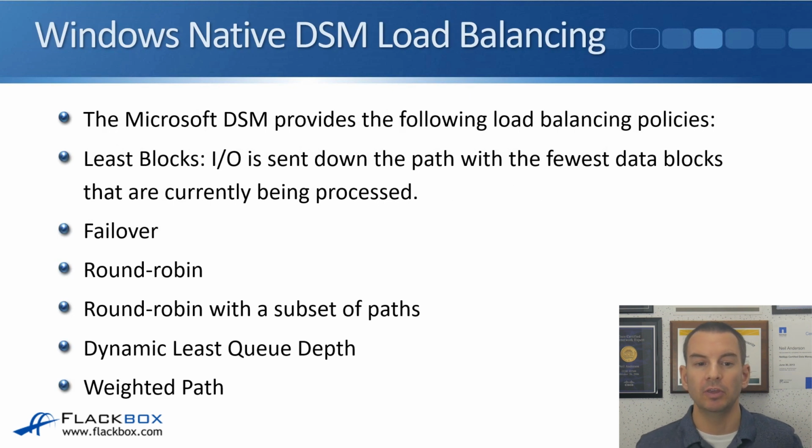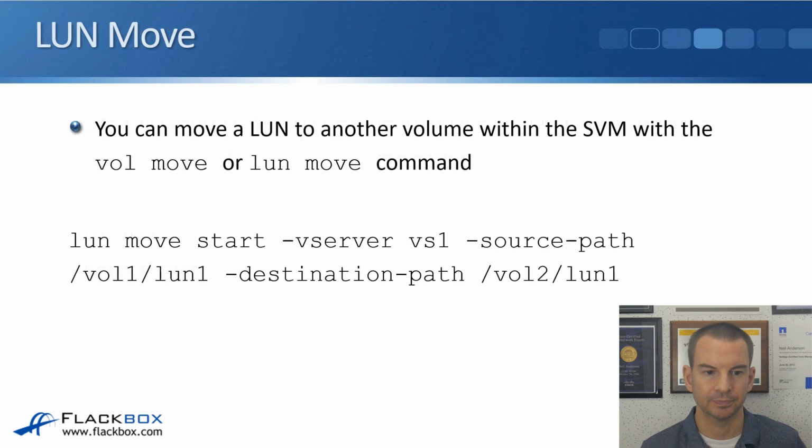If you're using the Windows native DSM, so you haven't installed the ONTAP DSM, then the load balancing options here are very similar. First off, we have got least blocks, which is a different option. With least blocks, IO is sent down the path with the fewest data blocks that are currently being processed. And the other ones are equivalent to the same options that we had with the NetApp DSM. That's failover, round robin with a subset of paths, dynamic least queue depth, and weighted path.